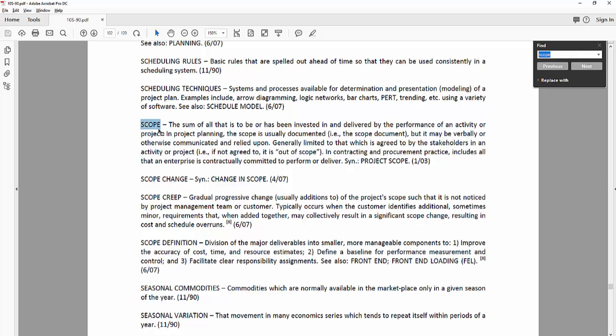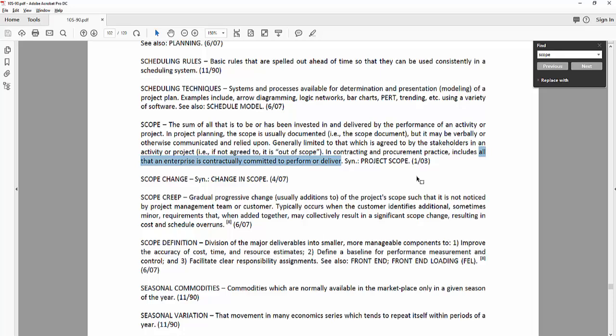So a formal definition I'm getting from AACE International, and essentially this is what it means. It includes all that a builder is contractually committed to perform or deliver. Okay? So everything in the contract documents that is required of the builder, we call that the scope. The scope of the work. If you do less than the scope of the work, then you're not fulfilling your contract. You're in breach of contract. If you do more than the contractual scope, then you're doing work for free.